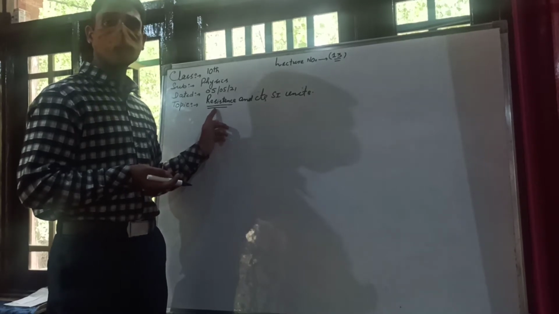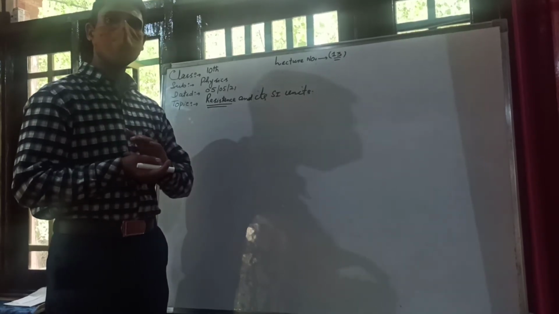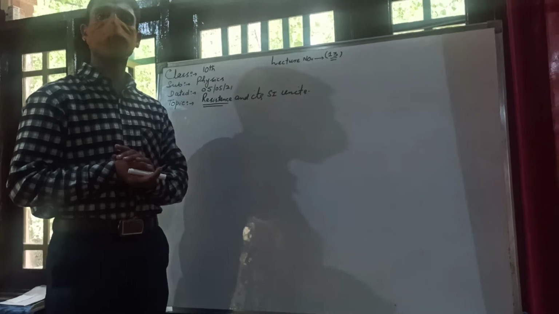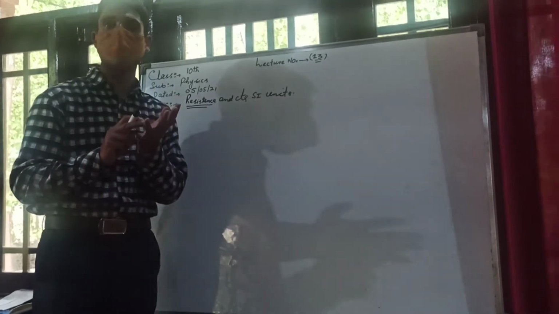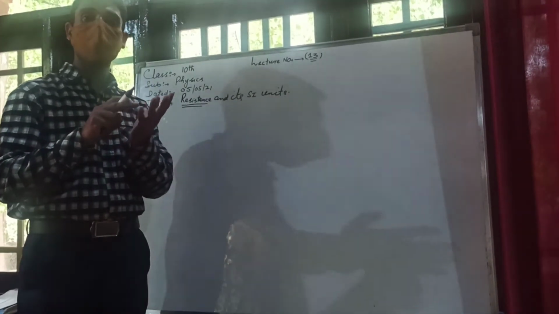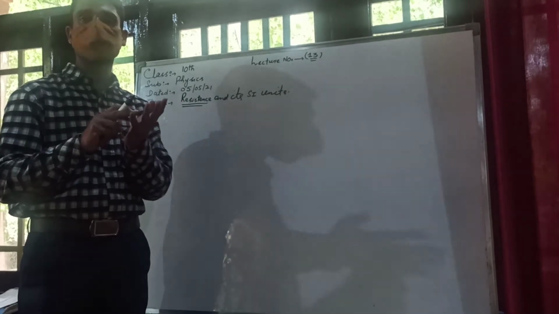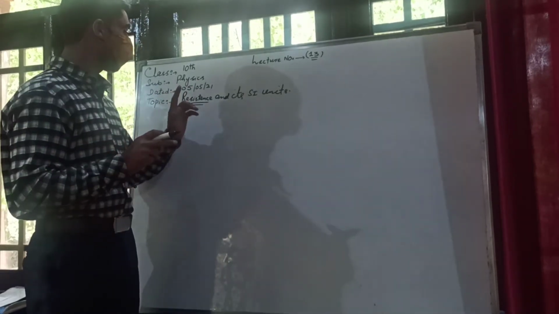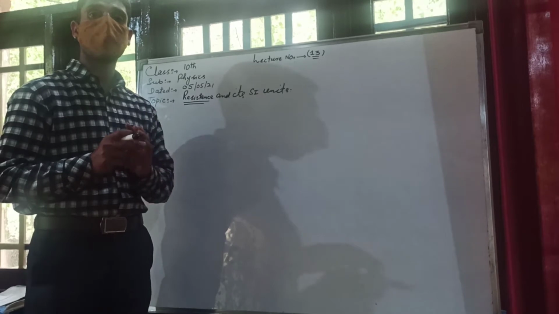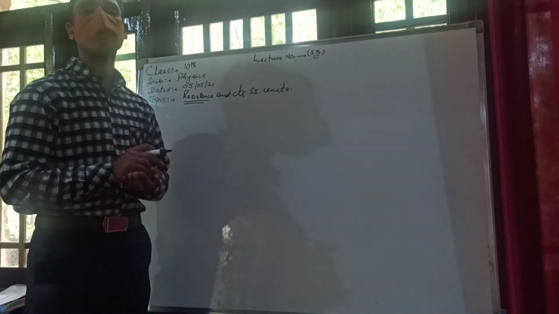As far as resistance is concerned, its value is different for different substances. For example, if we talk about aluminum and copper, they are both conductors, but they may have different resistances when they are used in electric circuits.